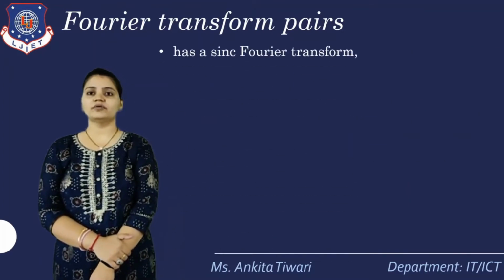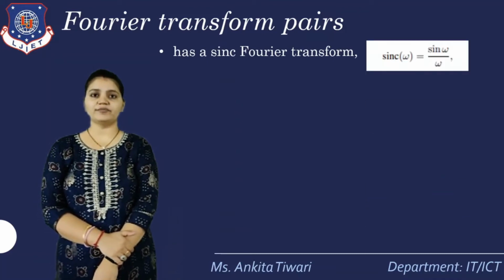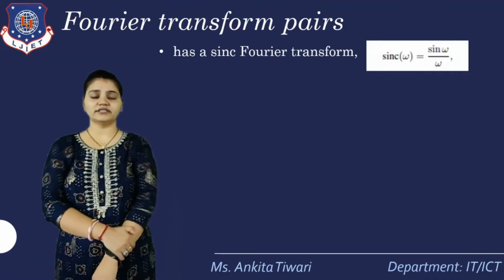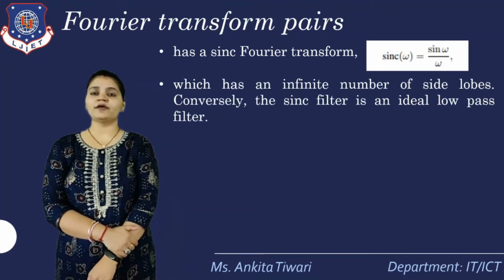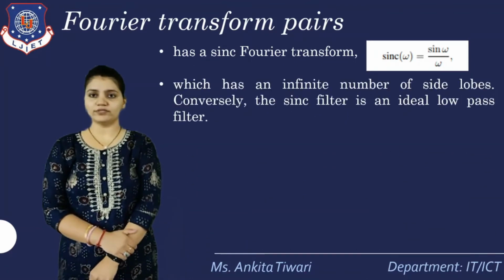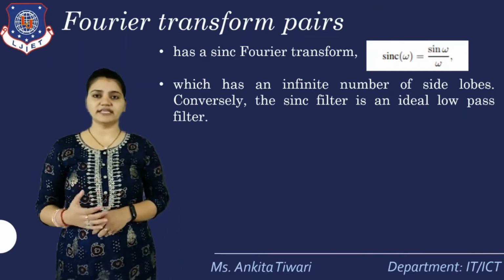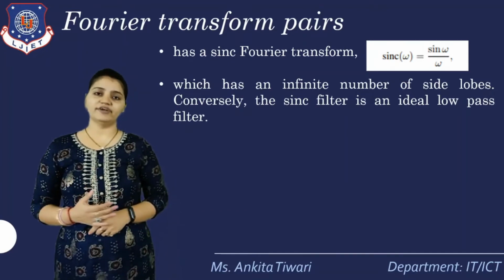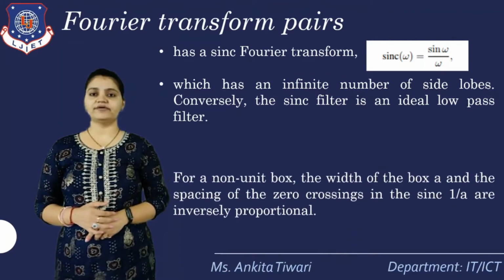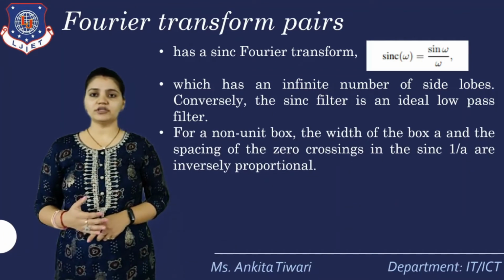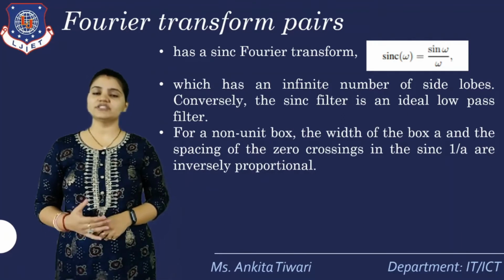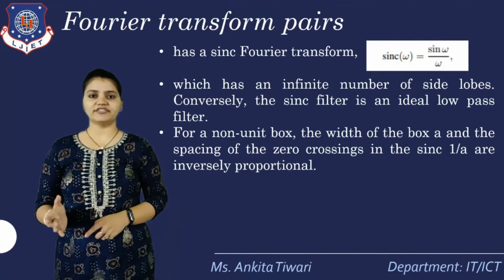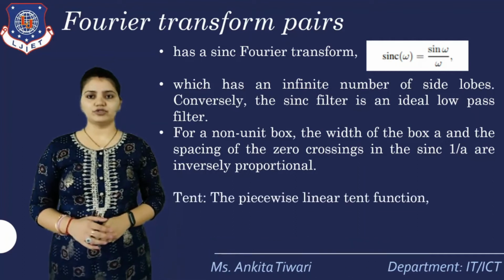Also we have the sinc Fourier transform, that is sinc of w, which is equal to sine w by w, which has an infinite number of side lobes. Conversely we can say that the sinc filter is an ideal low pass filter. For a unit box, the width of the box A and the spacing of the zero crossings in the sinc function, that is 1 by A, are inversely proportional.